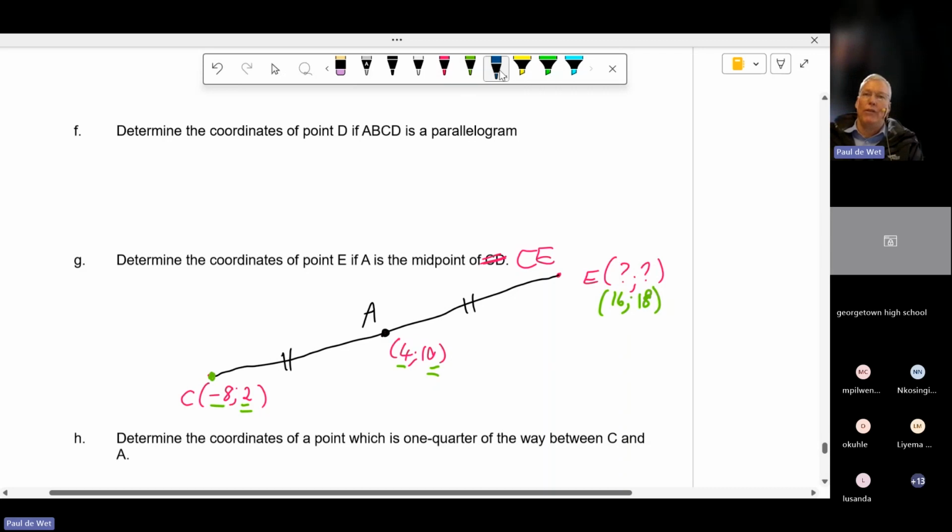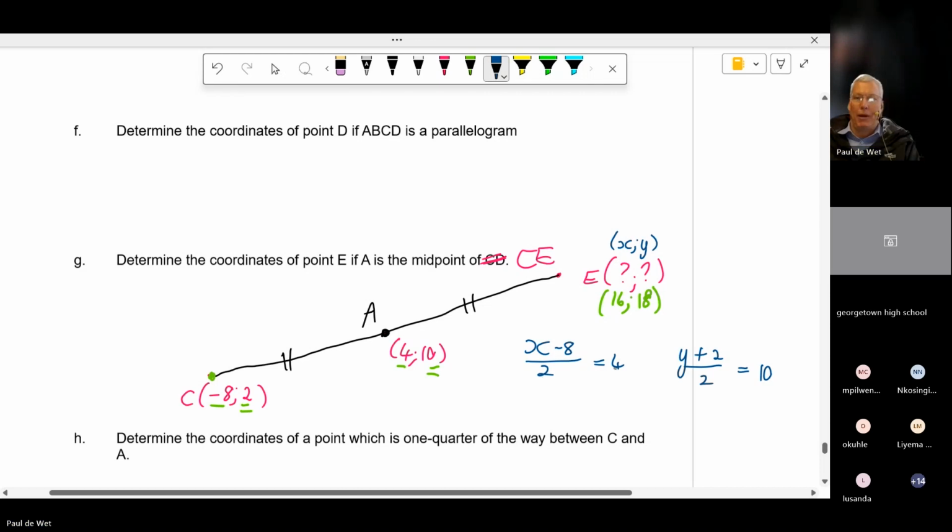I suspect many of you wouldn't do it like that. You would use a formula. You would say, let this be x and let this be y. Okay? Now, how do you find the midpoint of a line? You add the x's of the endpoints, x plus -8, and you divide by 2, and that gives you 4. And you do the same with the y values. Y plus 2 over 2 must equal 10. Okay, so if you choose to, you can do it like this.